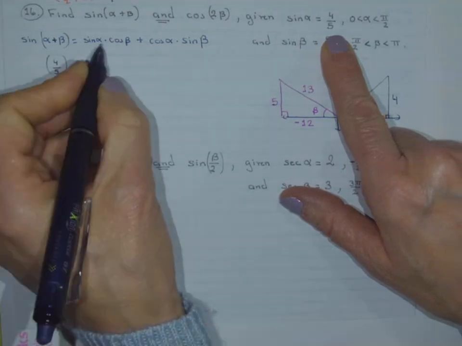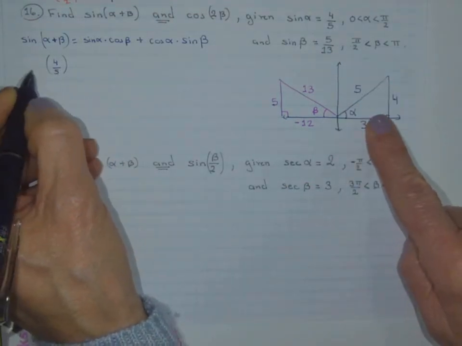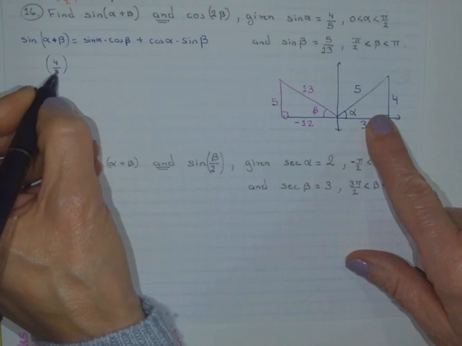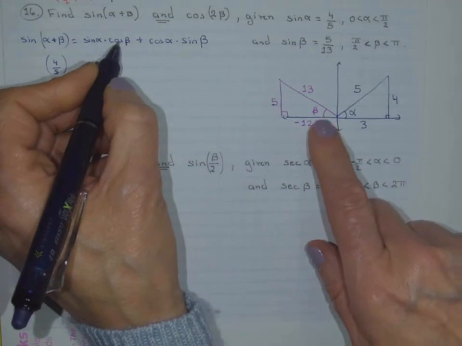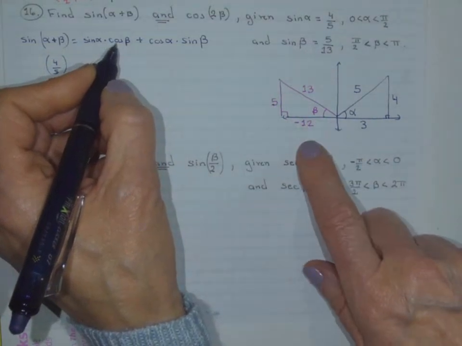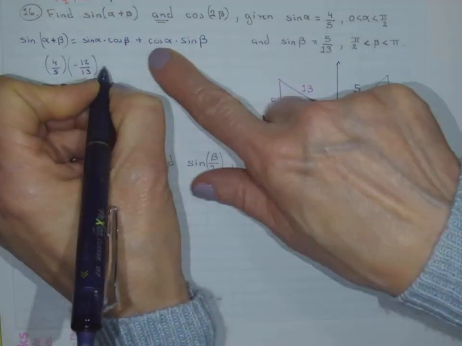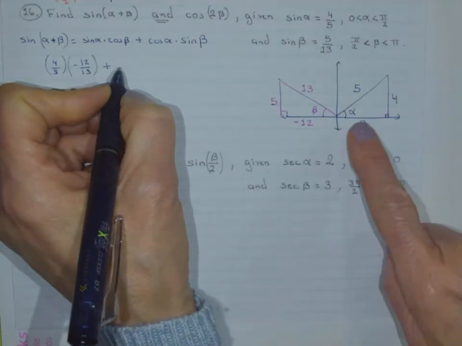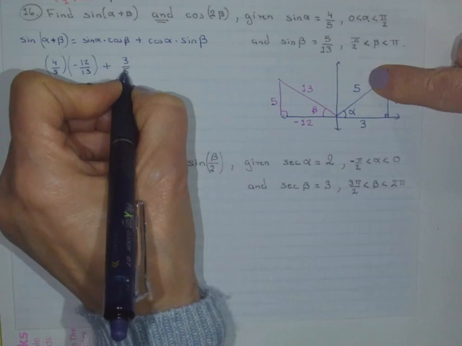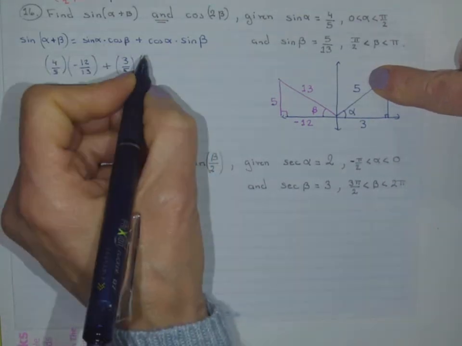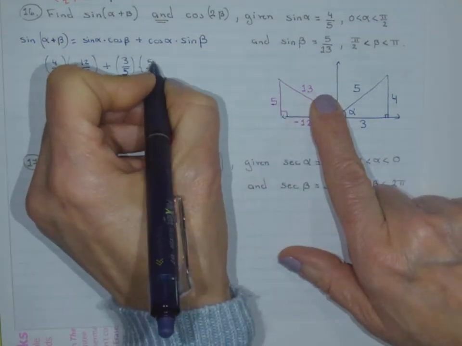I'm now switching from my trig functions to the ratios of the sides of a triangle, right? So no more trig functions there. Those are ratios of sides, opposite over hypotenuse. The cosine of beta, well, the cosine will be adjacent over hypotenuse, so that will be negative 12 over 13, and then plus, right? Cosine alpha, so cosine is adjacent over hypotenuse, so 3 over 5, times the sine of beta, so that's opposite over hypotenuse, so 5 over 13.